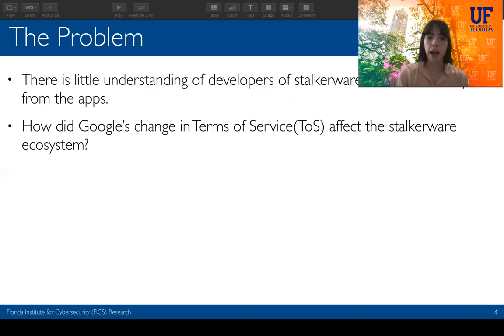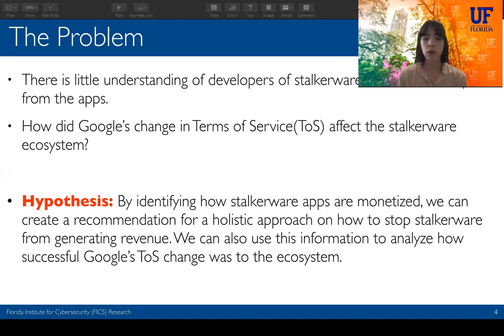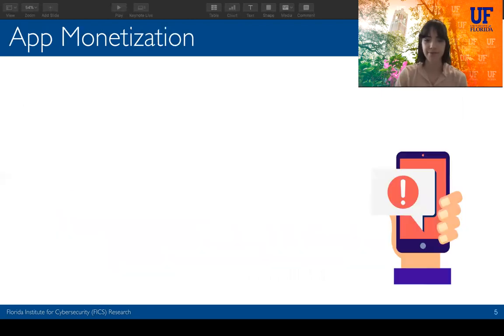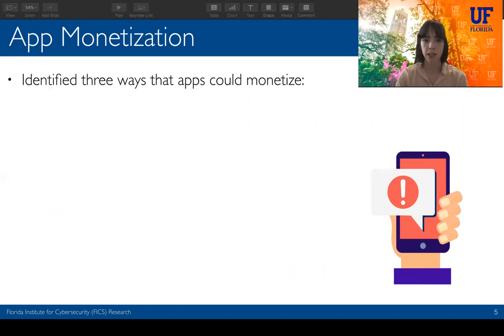And as such, we want to identify how stalkerware apps are monetized and use the information we gained from this to make a recommendation for a holistic approach on how to stop stalkerware from generating revenue. We also want to use this monetization data to then analyze how successful Google's TOS change was to the stalkerware ecosystem. To do this, we needed to identify different ways that these stalkerware apps monetize themselves. And we identified 3 of these.